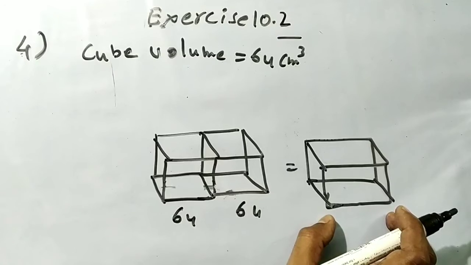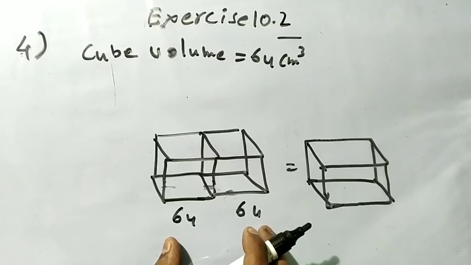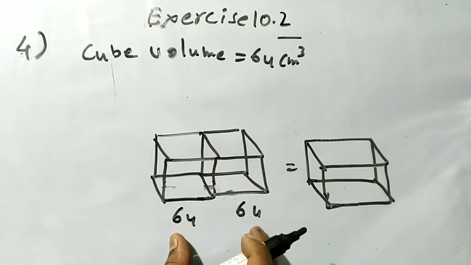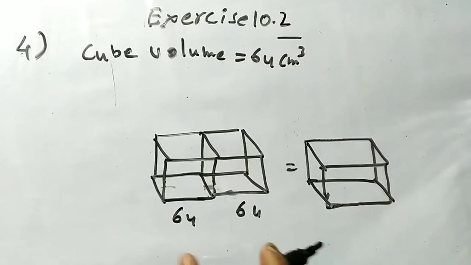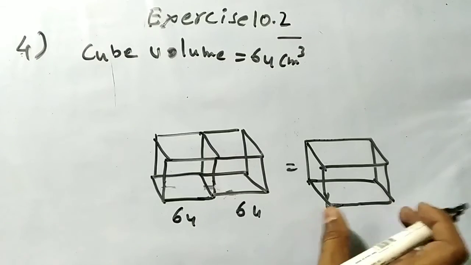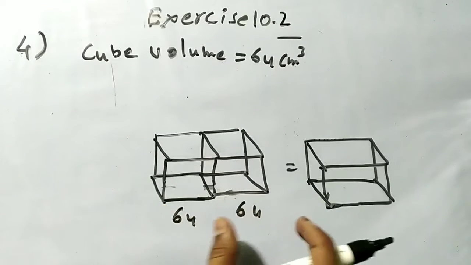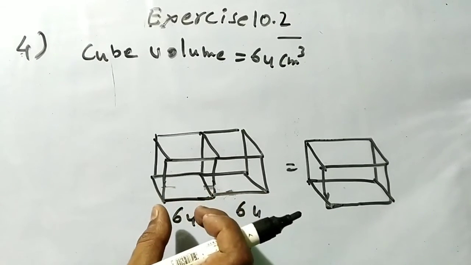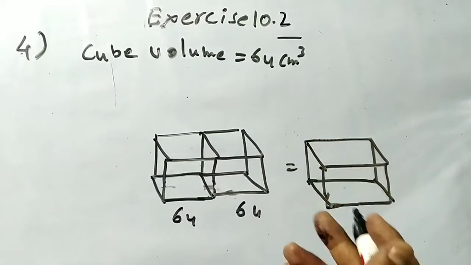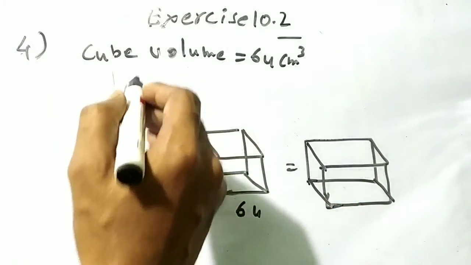we have to find the TSA, total surface area, because if the textbook wanted the volume of a cuboid, just by adding the two cubes you would get the volume. So here they have asked to find the total surface area of the cuboid. So we have to find the length, breadth and height, because the TSA of a cuboid is nothing but 2 into (LB plus BH plus HL).